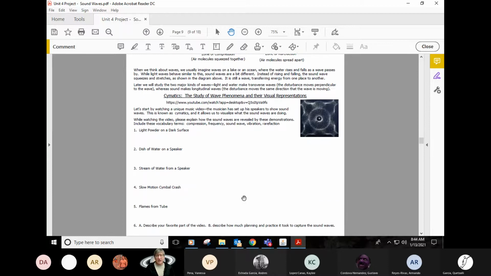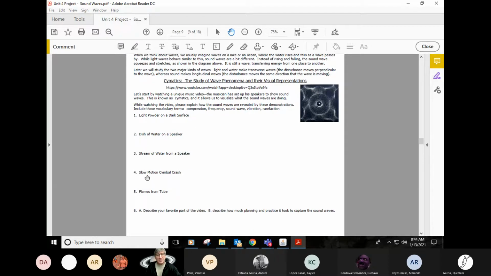So what you're supposed to do is use these vocabulary terms to describe how he is visualizing sound using these different approaches. How can putting light powder on a dark surface show us the sound waves? What about when you put a dish of water on a speaker? Or when you set up a stream of water to come out of a speaker? What happens when you play the notes? What happens when you slow down the video of a cymbal crash? Can you see those vibrations? Can you see the sound waves coming out of it?